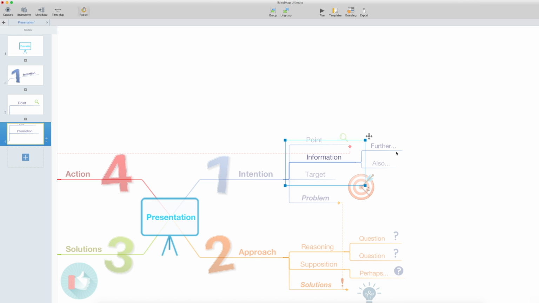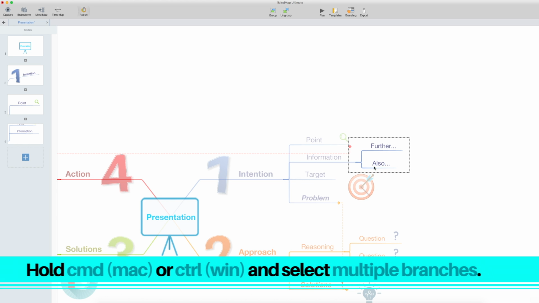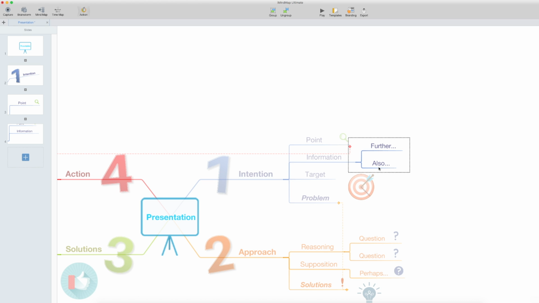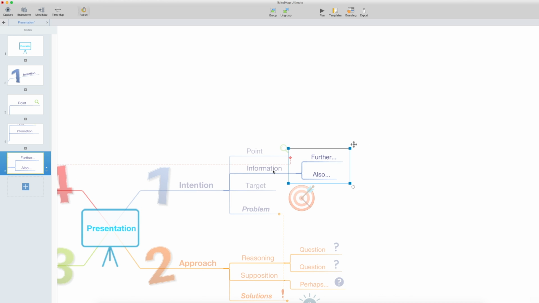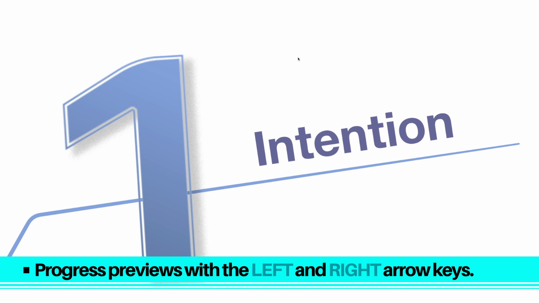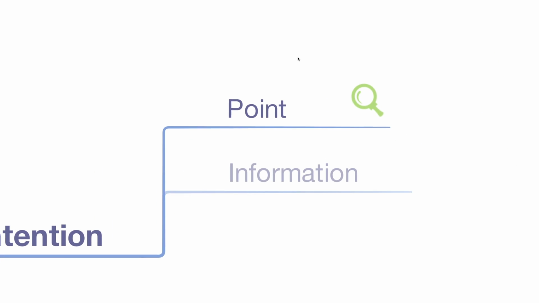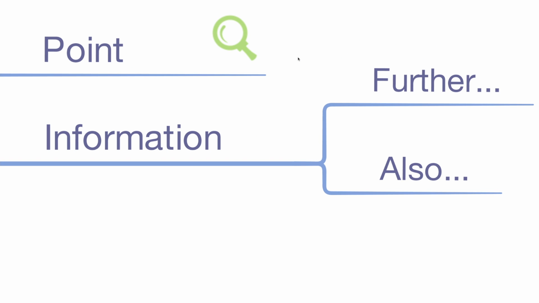You can select multiple branches by holding down Command on a Mac or Control on Windows, and then clicking on more than one branch to select them both. And then when you hit the plus icon, they will both appear at the same time on that slide. We can go ahead and preview that as well. By pressing the left and right keys, you progress through your presentation. You see the icon appeared there. And now after information, we should get them both appear at once. There we go, just like that.